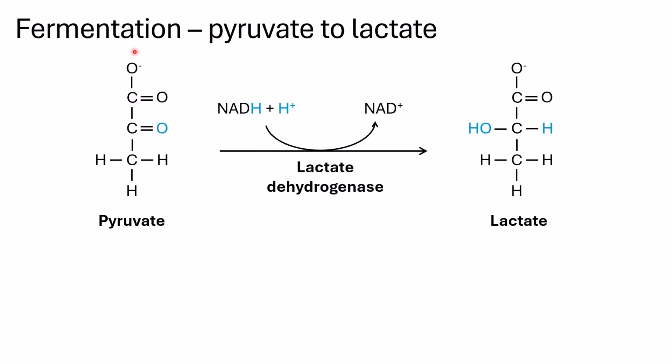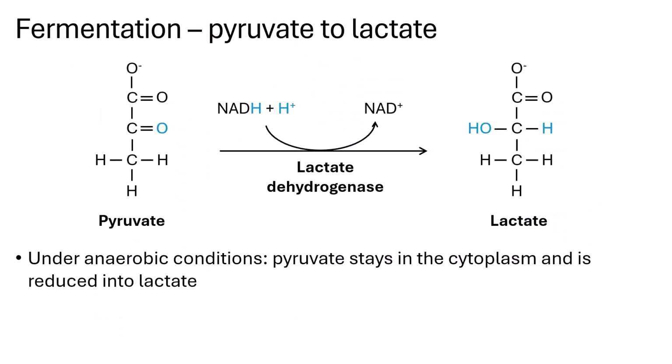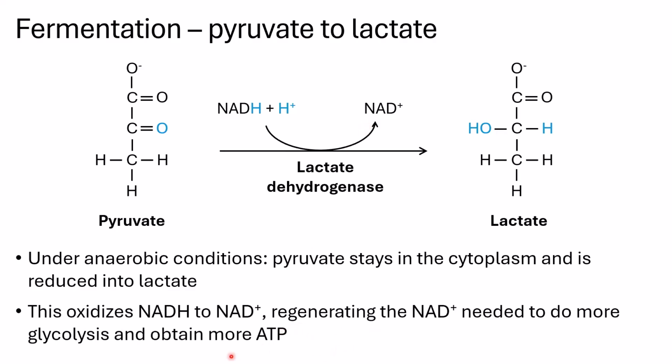Pyruvate instead undergoes fermentation. Under anaerobic conditions, which means without air, pyruvate will stay in the cytoplasm. An enzyme called lactate dehydrogenase converts pyruvate into lactate. Remember that dehydrogenases are named after the substrate that they take hydrogens from. Lactate dehydrogenase is able to take hydrogens from lactate and oxidize it into pyruvate, reducing NAD+ into NADH. However, it can also perform this reverse reaction, reducing pyruvate into lactate and oxidizing NADH into NAD+. This now creates a little bit more NAD+ that glycolysis can now use to produce more ATP.